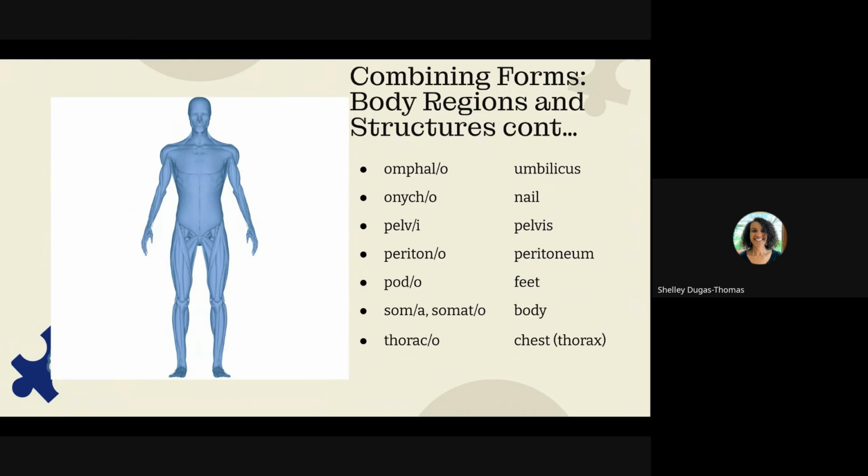Let's look at combining forms that target specific body parts. When you see these roots paired with suffixes later, you'll instantly know what region. So onych or onycho is your nail. So onychophagia means nail biting. And pod or podo refers to feet. So you'll see that in podiatrist.